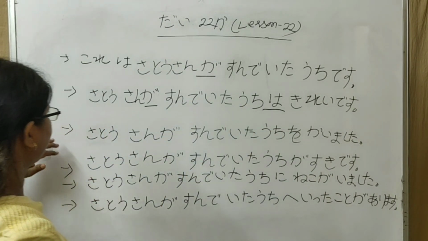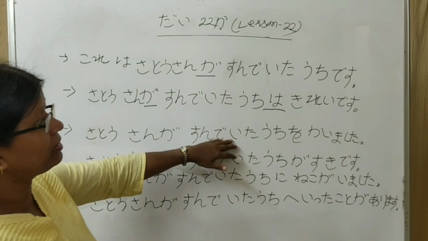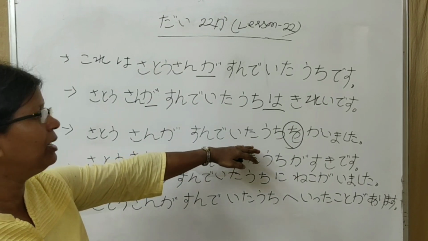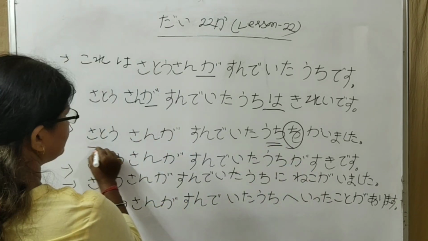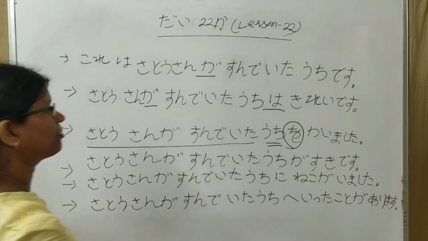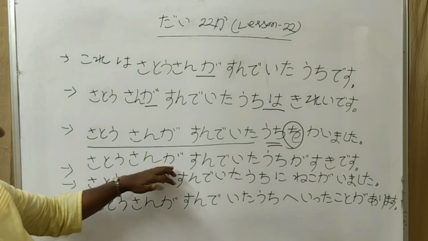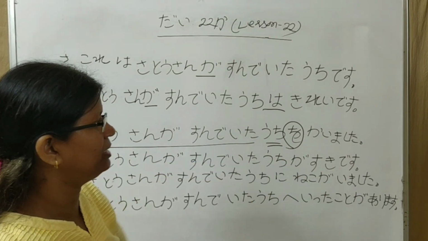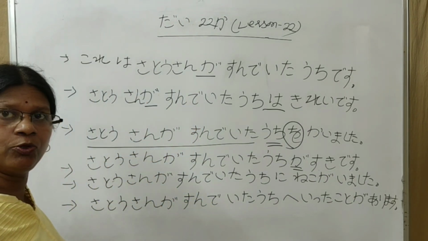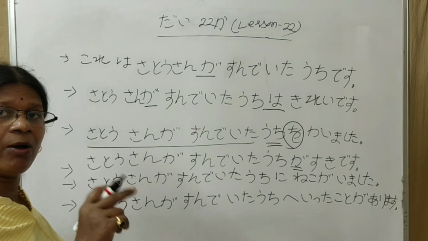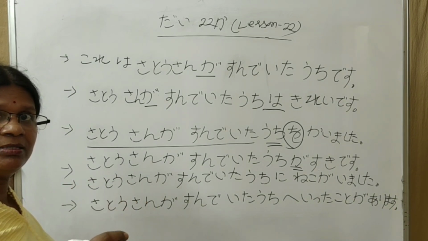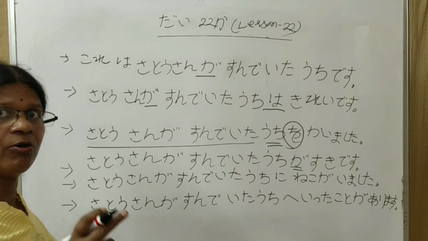Okay, next. Sato-san ga sunde ita uchi o kaimashita. This type of sentence we can also make when the noun is modified by a sentence. The o particle can go with the noun. Next. Sato-san ga sunde ita uchi ga suki desu. Ga. You know, suki, kirai, jouzu, heta, all take noun ga. Suki desu, noun ga; kirai desu, noun ga; heta desu, noun ga; jouzu desu. We already learned this in our previous lesson.